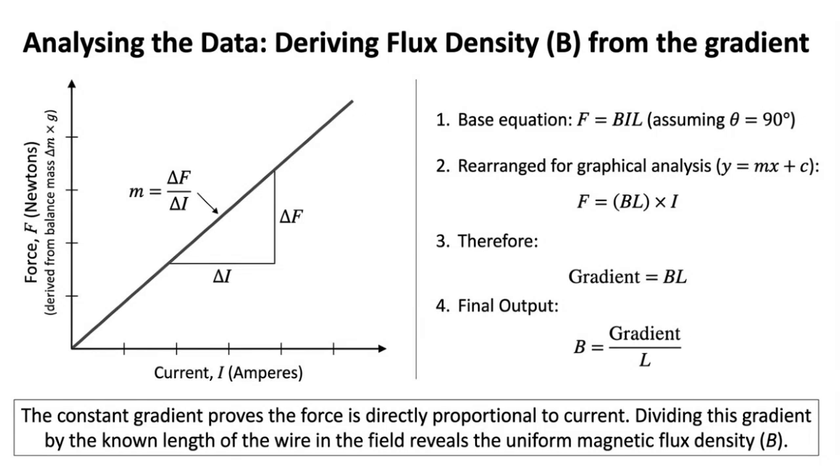By varying the current through the wire and measuring the force, we see that the force acting on the wire is directly proportional to the current flowing through it. This is shown by the straight line on the graph. As y equals mx plus c and F equals BIL, we can deduce that the slope, or gradient, of that line equals the product of the magnetic flux density and the length of the wire within the magnetic field. By rearranging the base equation and dividing the gradient by the wire length, we isolate the magnetic flux density.